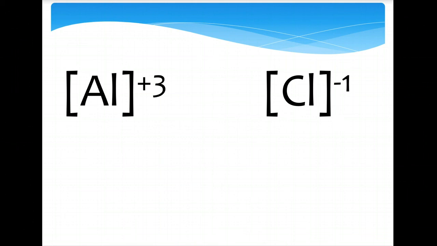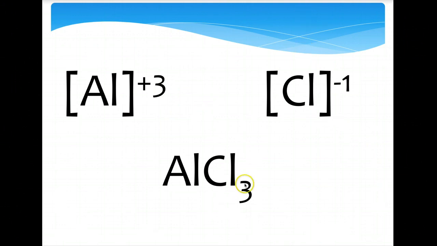Okay, so on the formula, if you said AlCl3, then you would be correct, because we need three negative ones to balance out the +3 here. Or we could simply just do the crisscross. Take this 3, cross it over to the chlorine, and then take this 1 and cross it over to the aluminum. But remember, we don't write the 1. When we put them together, it's AlCl3.